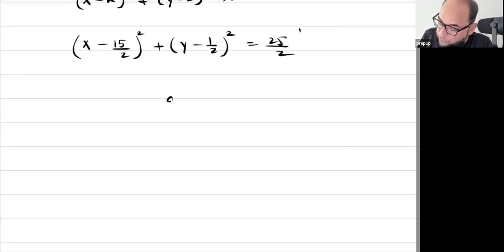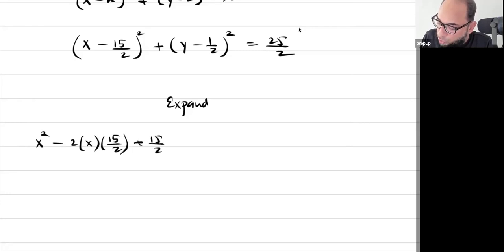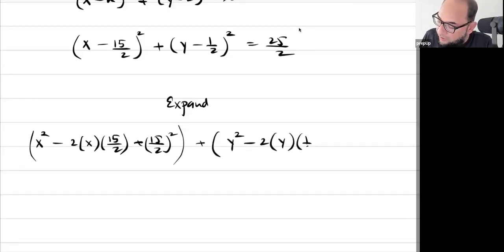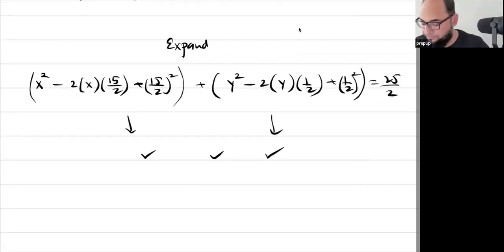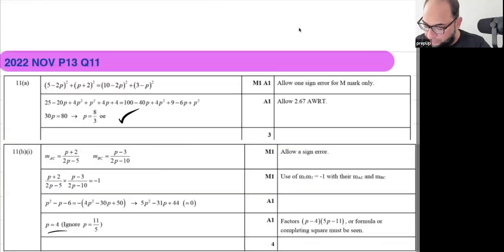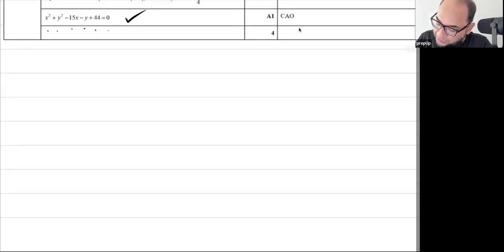So all you have to do is to expand it. I'm just gonna write this stuff: x squared minus 2 into x into 15 over 2 plus (15 over 2) whole square. That is the first thing. And then this is y squared minus 2 into y into half plus half square, and this is 25 over 2, and then you simplify, get rid of the fractions, and then you will get the answer. And that's right over here, and I think that just finishes everything.